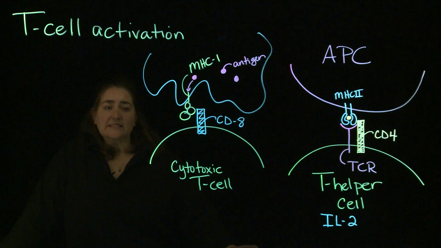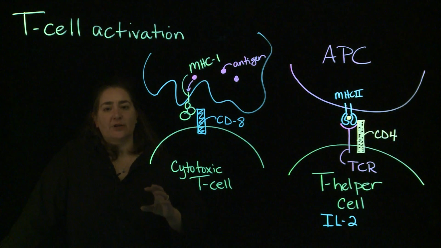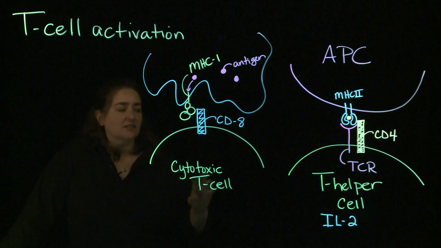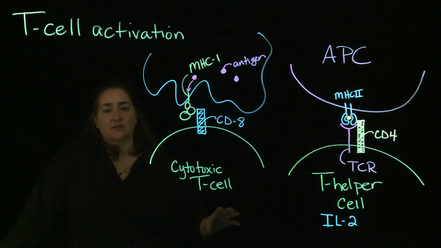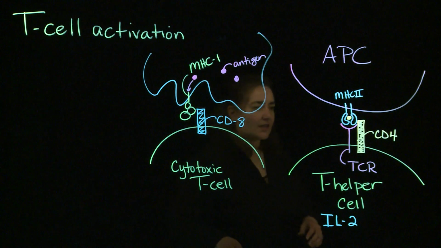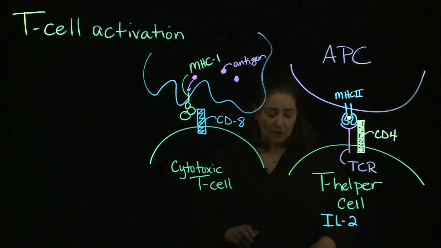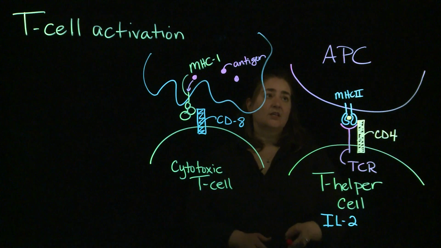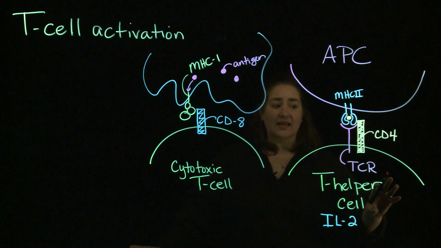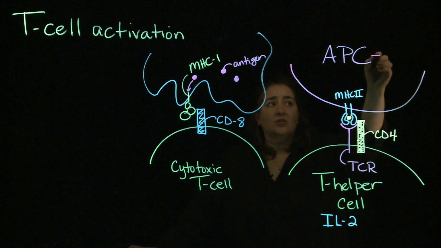All right, we're going to discuss next the actual activation of T cells. The process is going to be a little bit different between cytotoxic T cells and T helper cells. I'm going to start with the T helper cell. In order for that naive T cell to be activated, it's going to have to encounter an antigen-presenting cell.